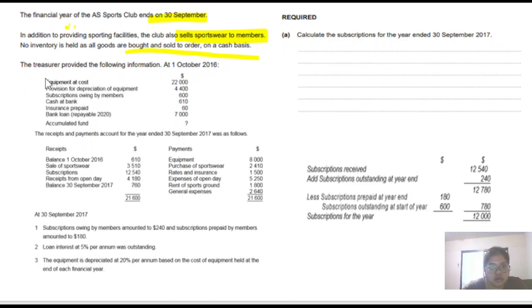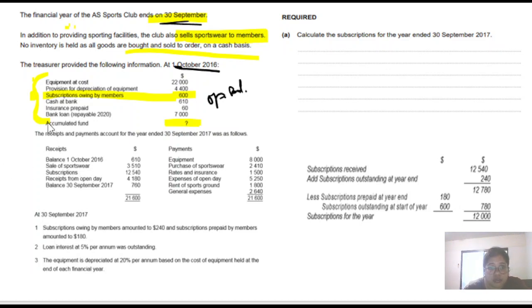The treasurer provides the following information: the equipment at cost is 22,000, the provision for depreciation, subscription owing by members 6,000. Then insurance prepaid was given to you. The accumulated fund you have to find out. These are all your opening balances, because it is 1st October and your year ended on 30 September.